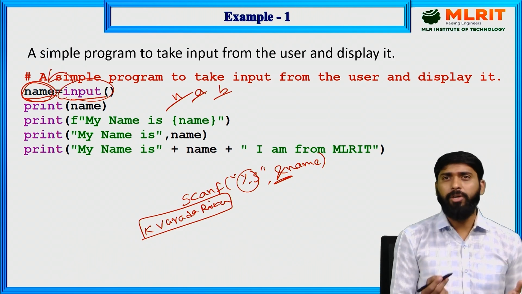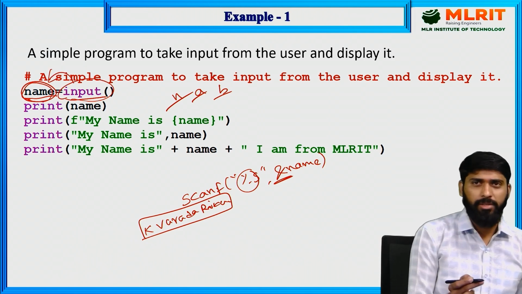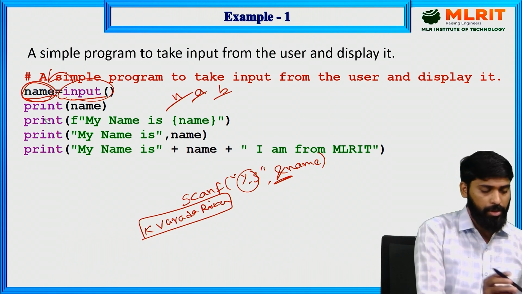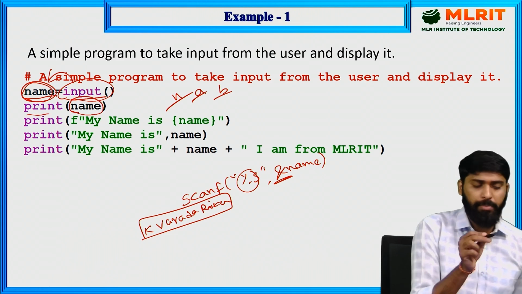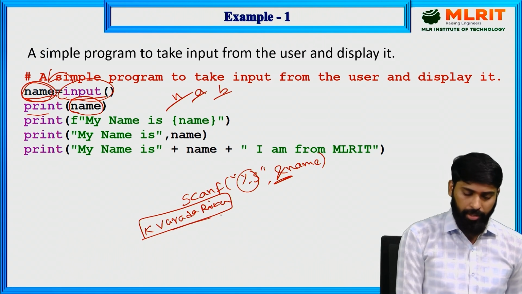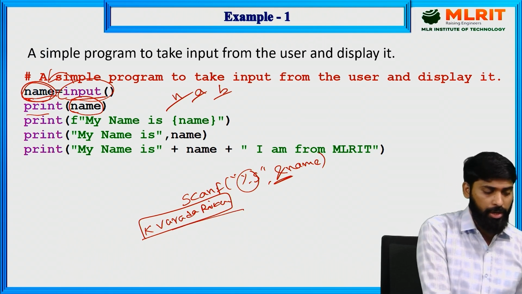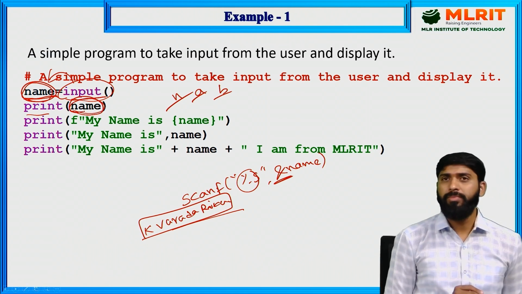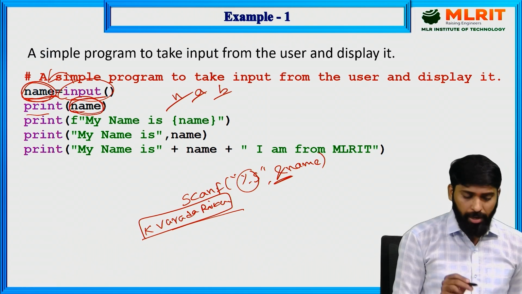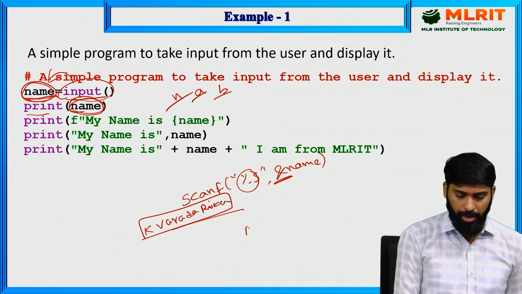Now I want to print the message. So which function am I going to use? Print. So use print function and mention variable name here. Now K Varada Rajkumar is stored in the name variable. Now I'm going to print the name. That's it. Next, I want to print like this: My name is K Varada Rajkumar.